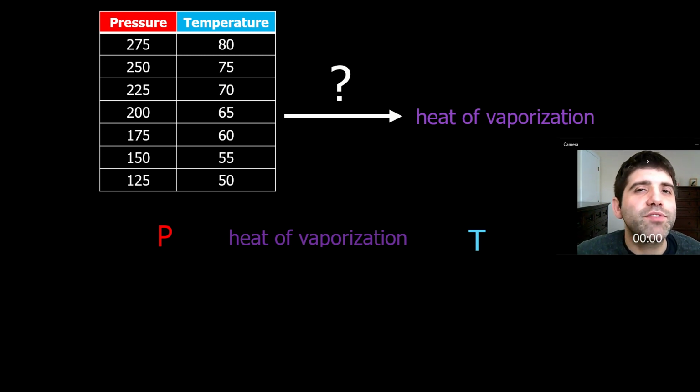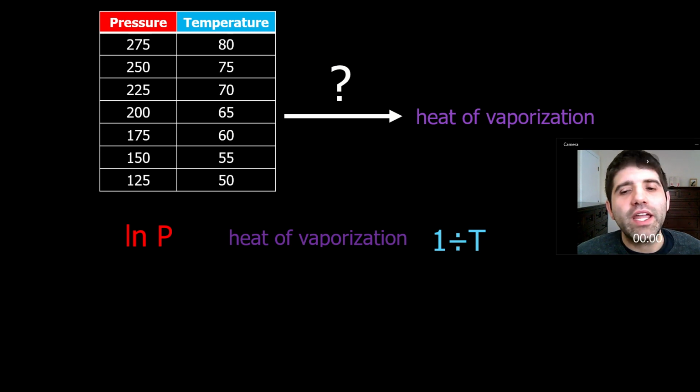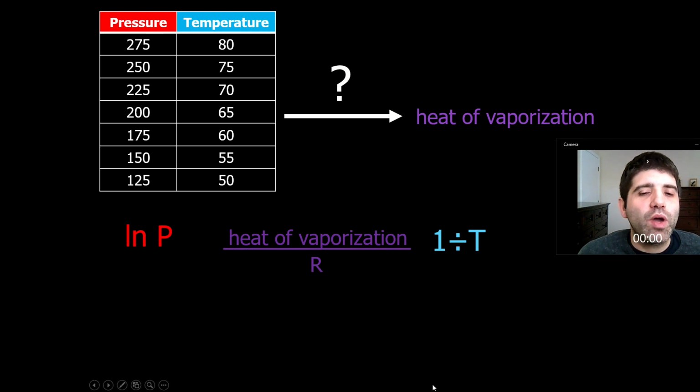In order to get them to work in an equation together, we have to do a little bit more math. We're not going to walk through how this equation was derived, but suffice it to say that this is how we can relate these three things together. In order to get an equation that relates these three, we have to take the natural logarithm of the pressure. We have to take the temperature and put it in the denominator and have 1 on the top. And when we do that, we get an equation that looks like this.